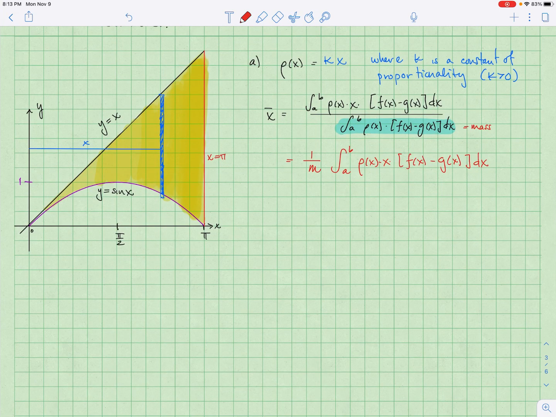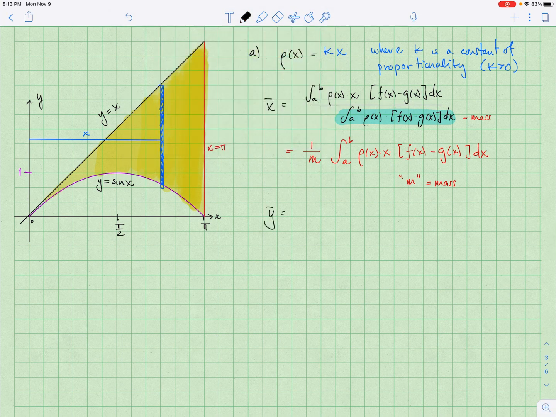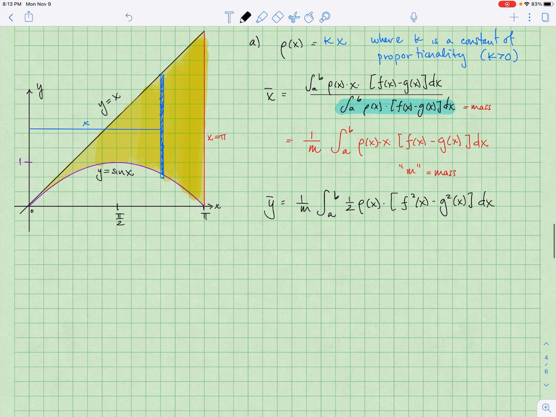Where m, not n, where m is the mass, and y bar can actually be written the same way. It's 1 over the mass times the integral from a to b of 1/2 the density function times f squared of x minus g squared of x dx.